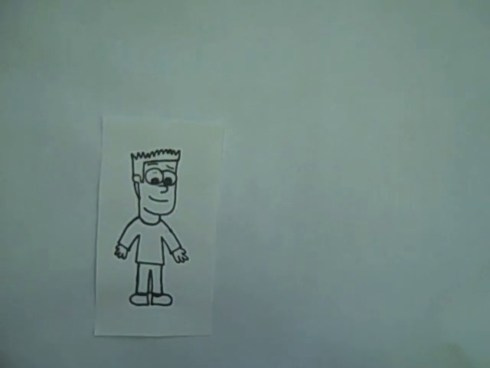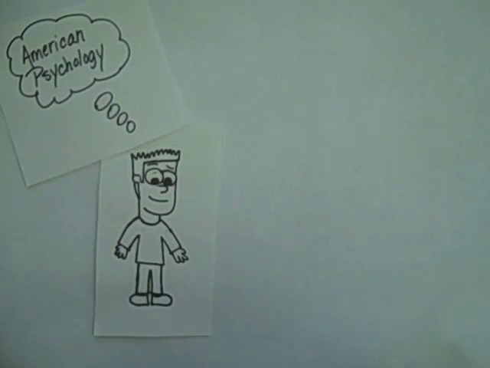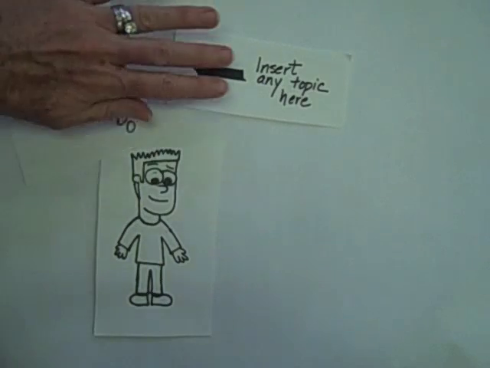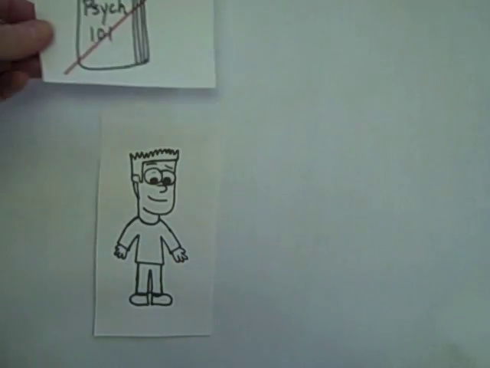This, my friends, is a true story. A student at 21st Century High School is studying American psychology as part of his contemporary issues class. But it could be any topic. He attends class 3 days a week, 2 days online. He doesn't have a textbook. His teacher almost never lectures.